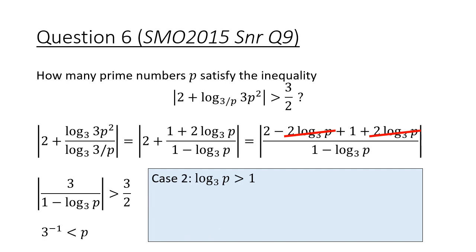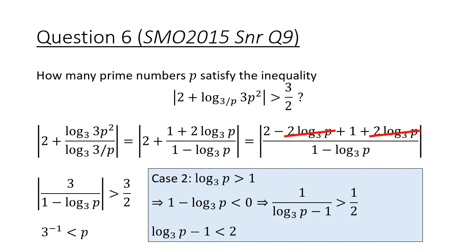So in case 2, we consider log base 3 of p greater than 1. This tells us that the denominator, 1 minus log base 3 of p, is less than 0. So when we open up the modulus sign here, we have to be careful and reverse the terms in the denominator to turn it to positive. So we'll get 1 over log base 3 of p minus 1 greater than half. We can simplify this further, and we will get log base 3 of p to be less than 3. In other words, p is less than 27.